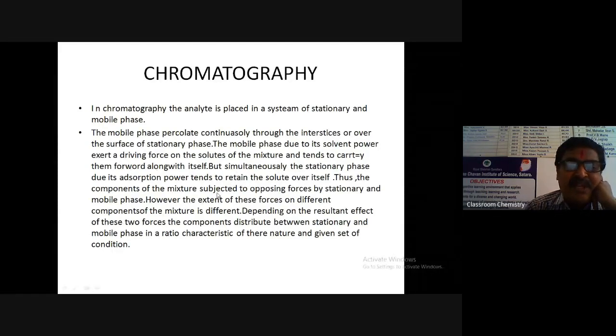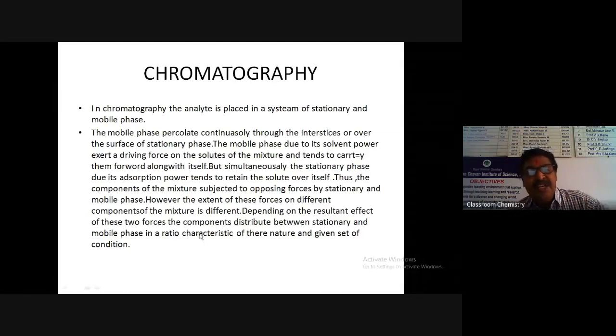Thus the components of the mixture are subjected to two opposing forces, one exerted by the stationary phase and another exerted by the mobile phase. However, the extent of these forces on different components of the mixture is different. Depending on the resultant effect of these two forces, the components distribute between stationary and mobile phase in a ratio which is a characteristic of their nature and given set of conditions.